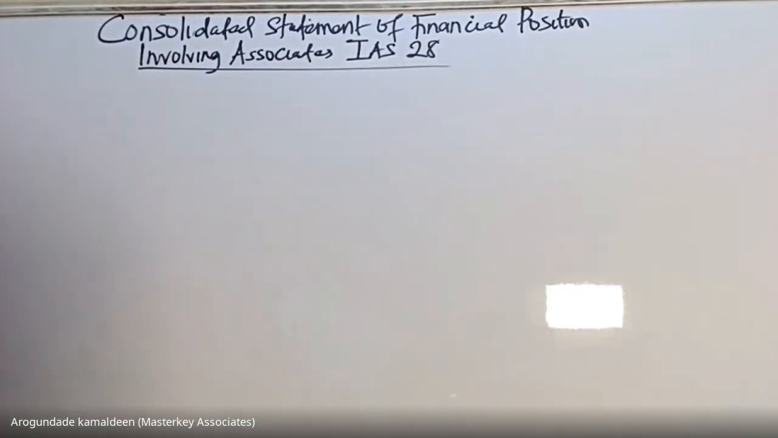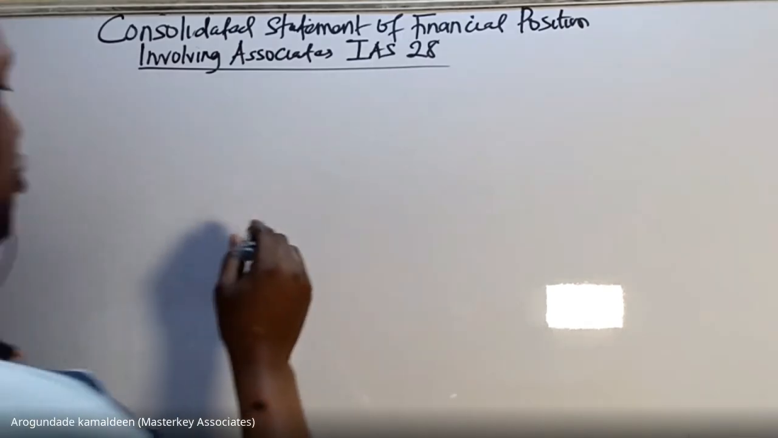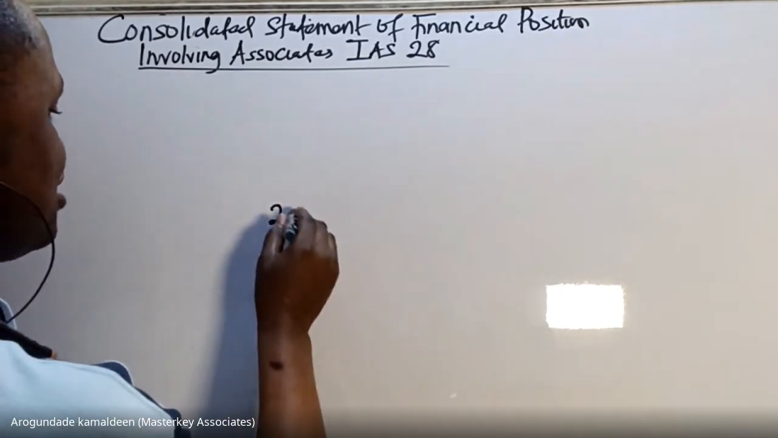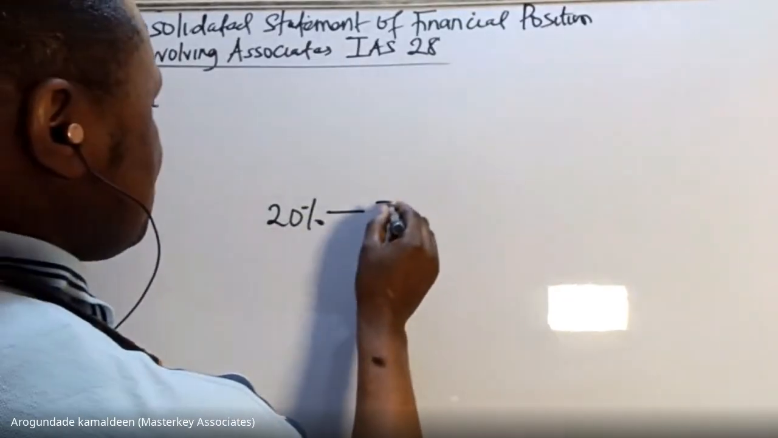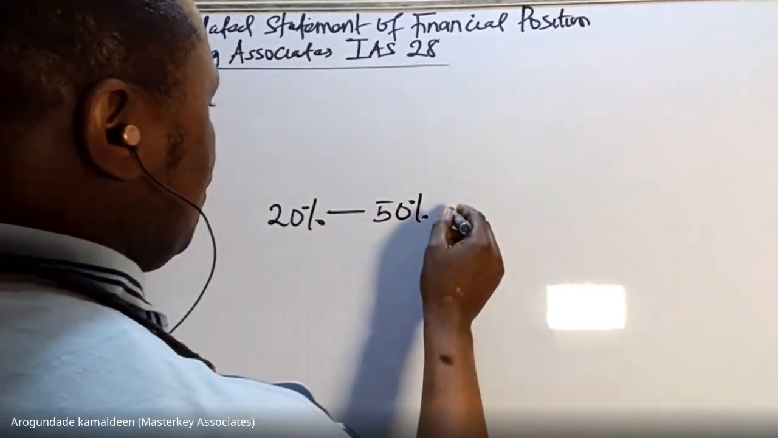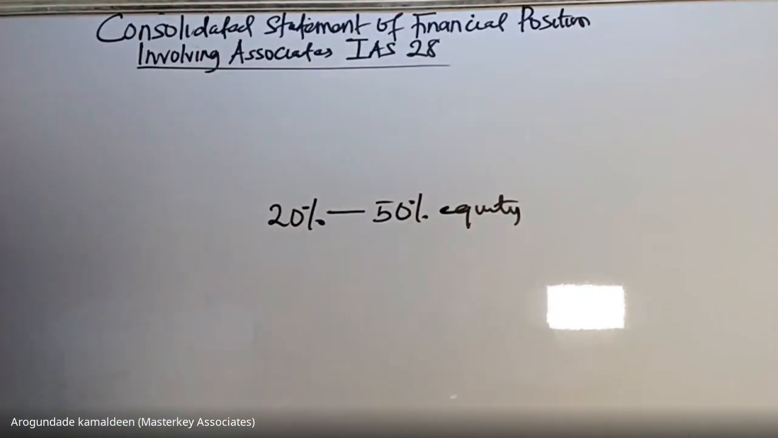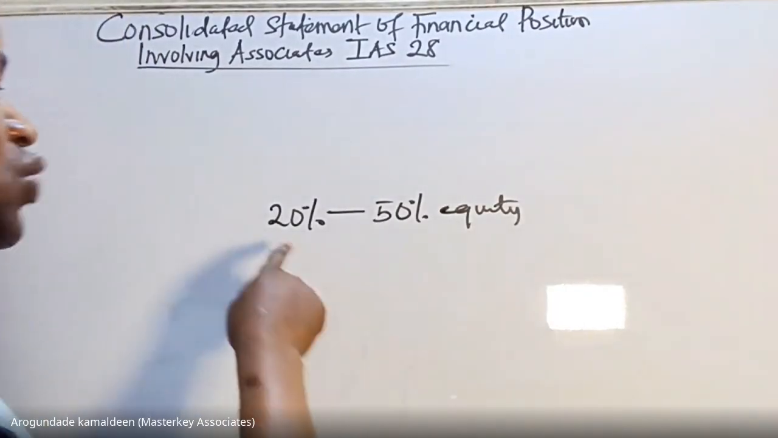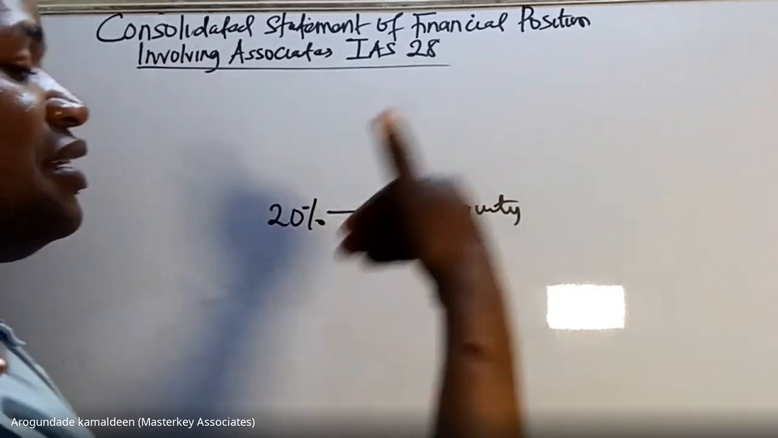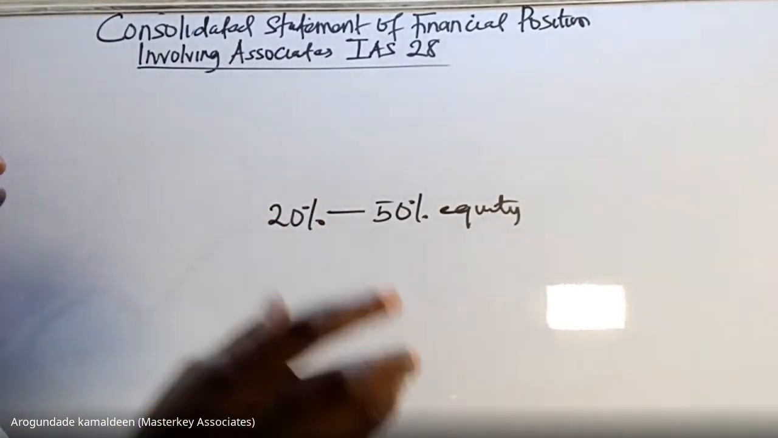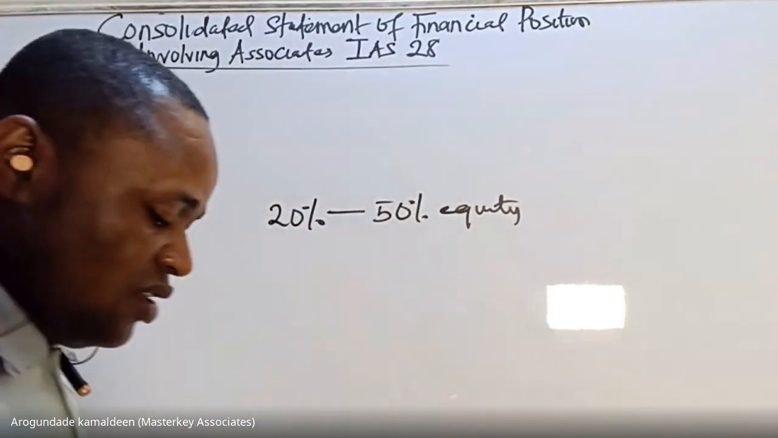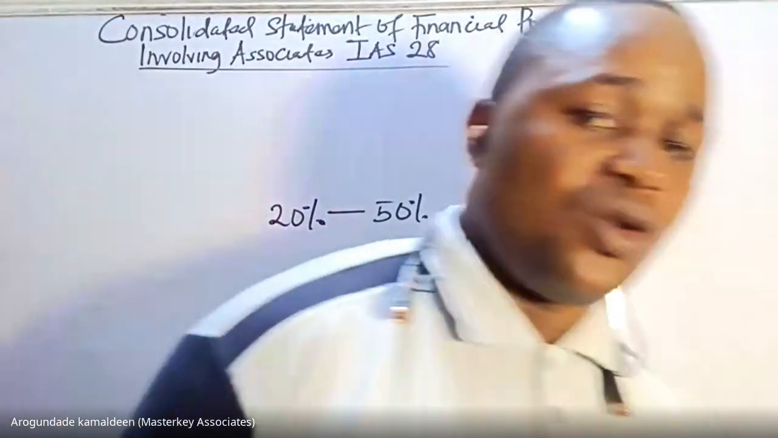Exactly. Now, how do you determine whether an entity is an associate or not? IAS 28 says that if you acquire between 20% to 50% of the equity shares, this will give you an associate. Any acquisition within this range is what defines an associate.